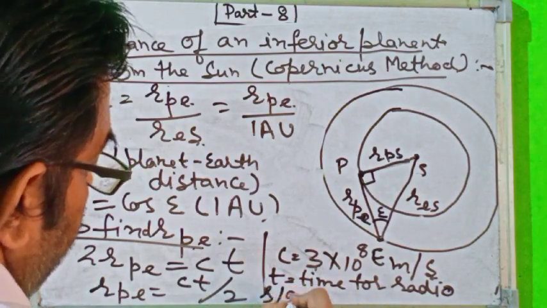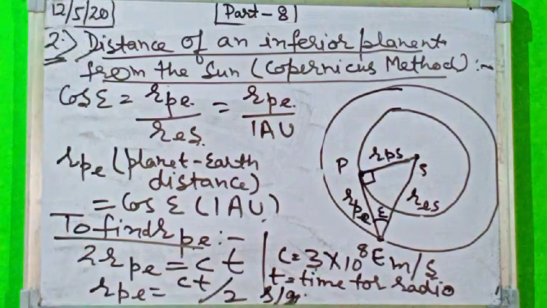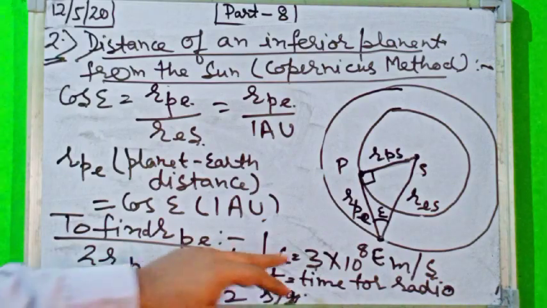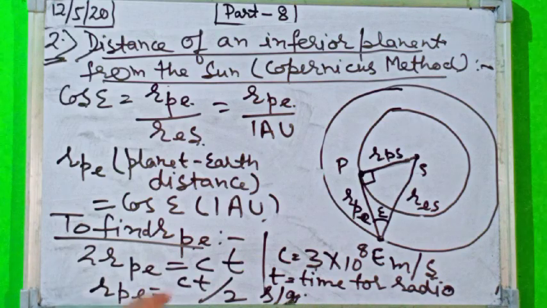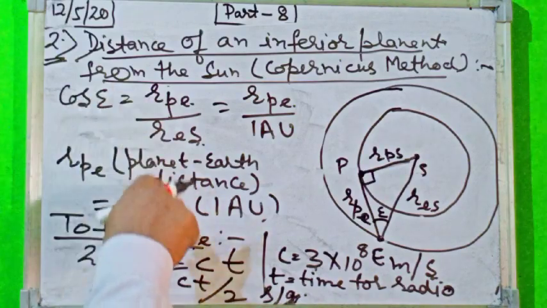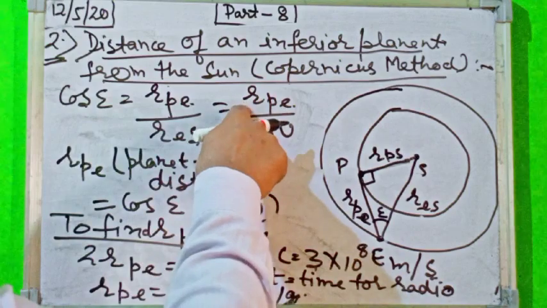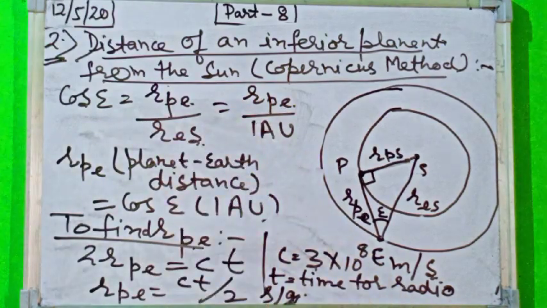It is the time for the radio signal to go to the planet and return back to the earth. By calculating this time, and knowing the velocity of the radio signal, putting these two values here, we can calculate the value of RPE. Now if we get the value of RPE, then it is easy to calculate the value of epsilon naught, if you know RPE and 1 astronomical unit.